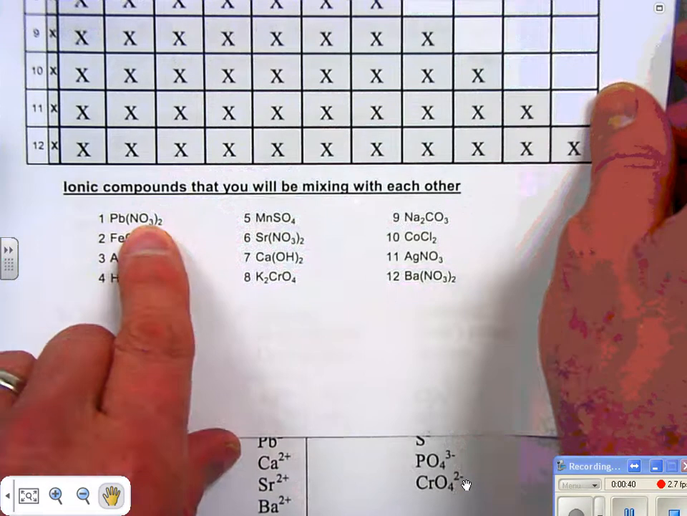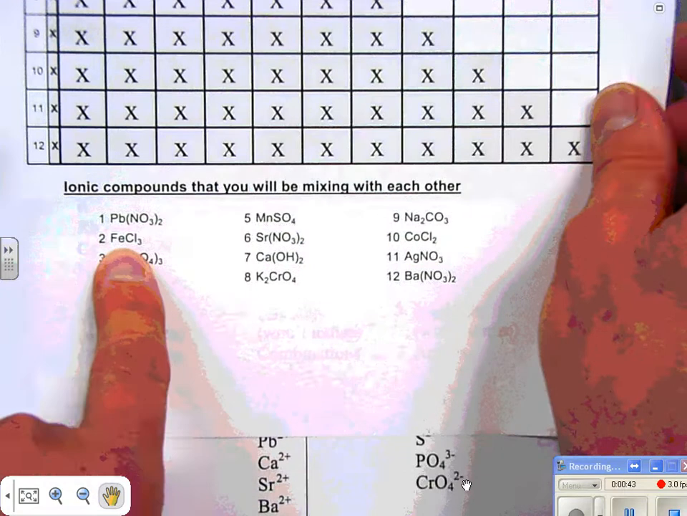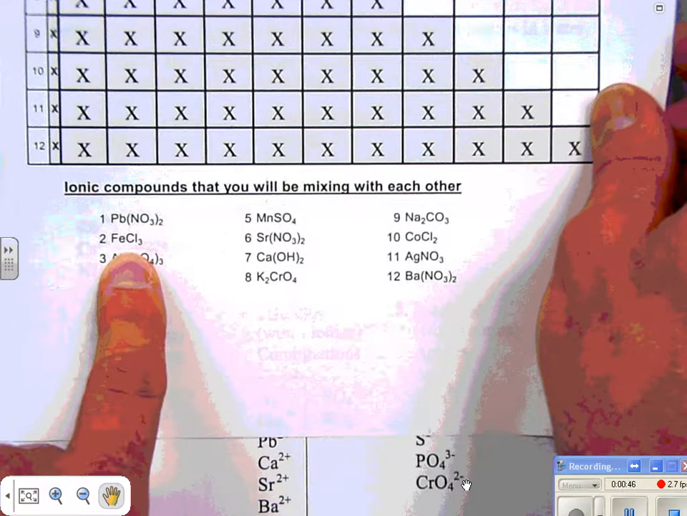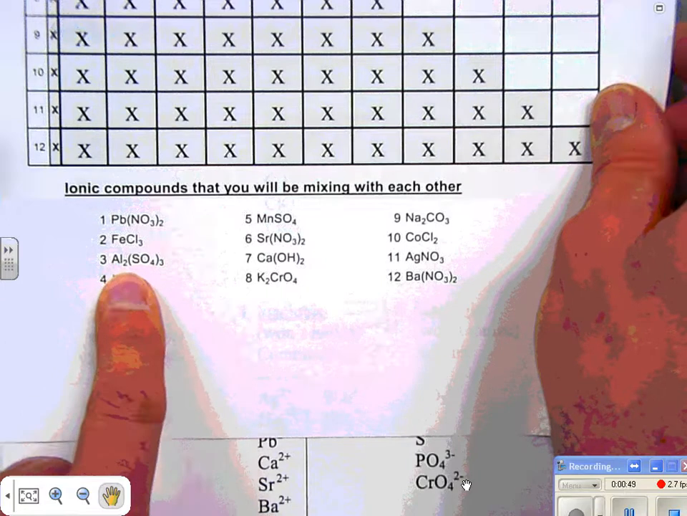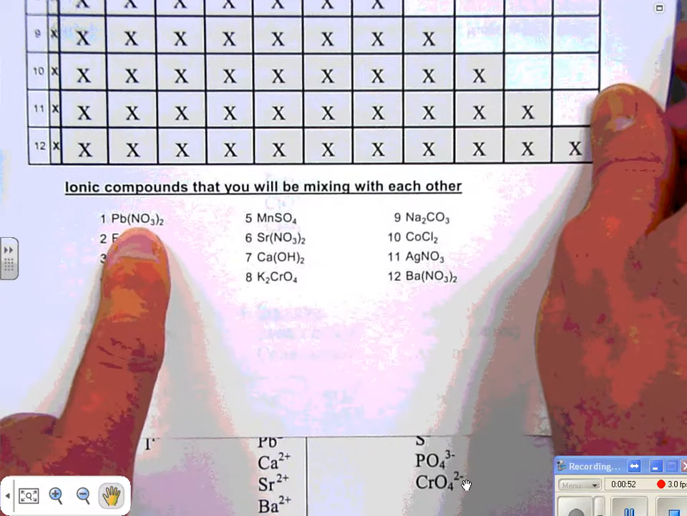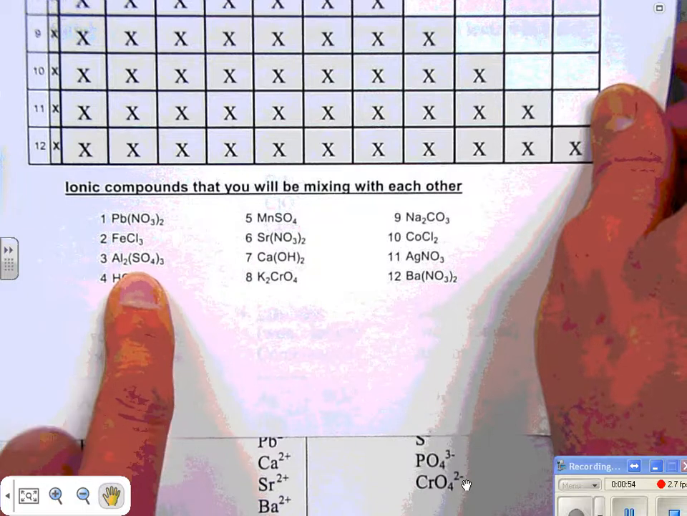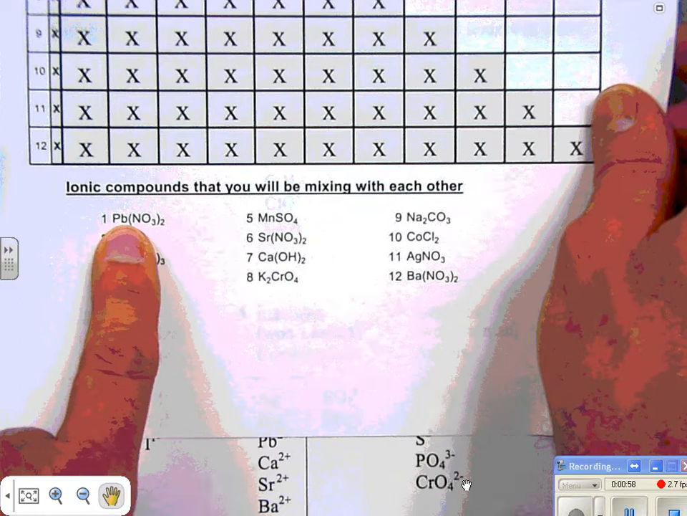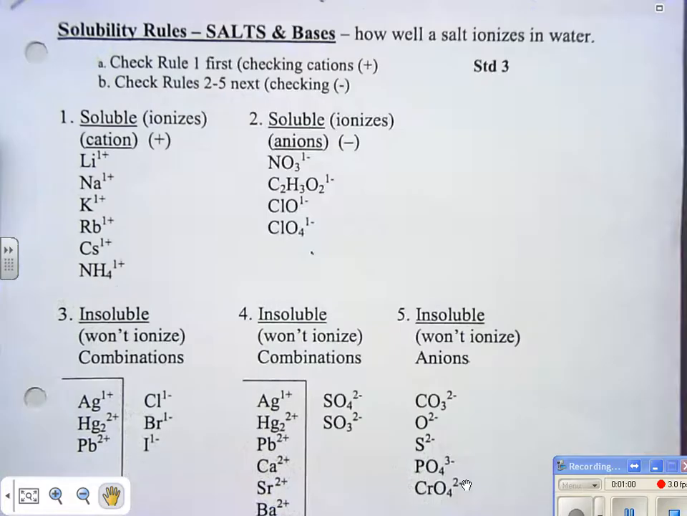This is chemical 1, and when we mix it with chemical 2, we're doing lead 2 nitrate with iron 3 chloride. Here, if we're doing 1 with 3, we're doing the lead nitrate with the aluminum sulfate. And this is lead 2 nitrate. Okay, so that's where that stuff comes from.